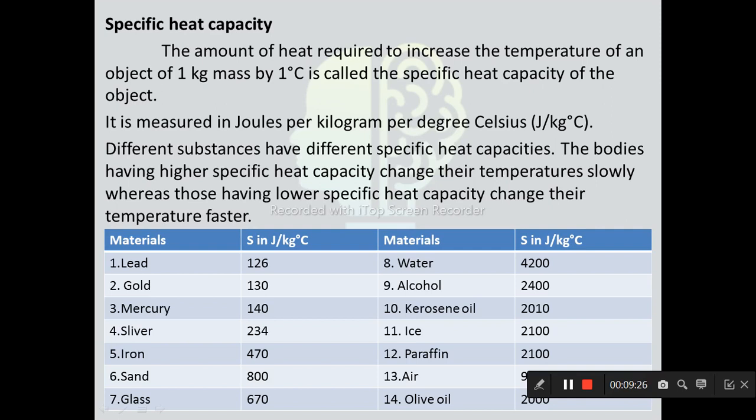Specific heat capacity of some materials is tabulated below. Specific heat capacity of lead is 126 joule per kg degree Celsius. That of gold is 130, mercury 140, silver 234, iron 470, that of sand is 800, glass is 670, water 4200 joule per kg degree Celsius, that of alcohol is 2400, kerosene oil 2010, ice 2100, paraffin 2100, air 993, and that of olive oil is 2000 joule per kg degree Celsius.